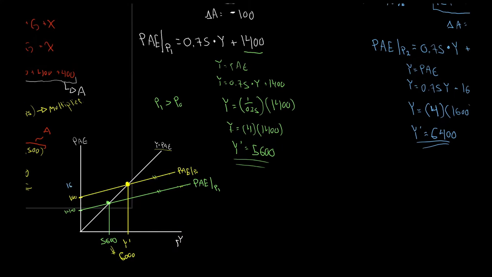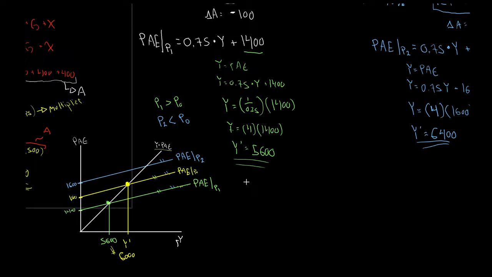So we have 1,600. There's our intercept. Again, I'm trying to kind of get a bit of a scale. Like, hey, if that was minus 100, this plus 100, roughly the same. Again, this is a parallel curve to the best that I can. There we go. So, hey, all three of these are parallel, meaning they all have the exact same slope of 0.75. And this is my planned aggregate expenditure given P2. Right, and this is such that P2 is less than P0, right? P2 is a smaller price.